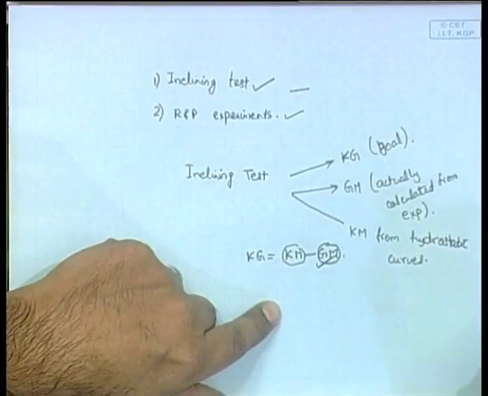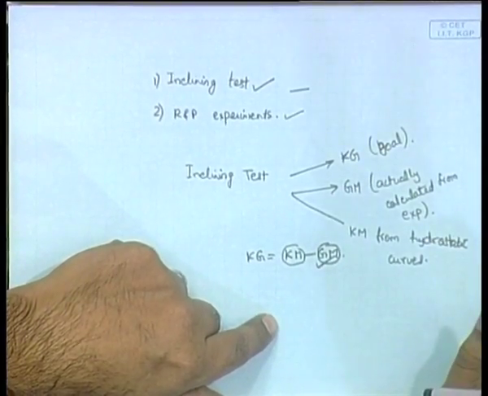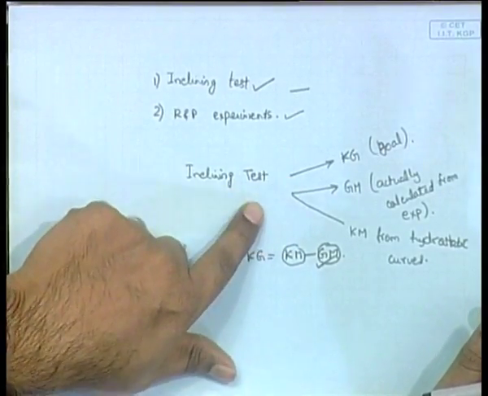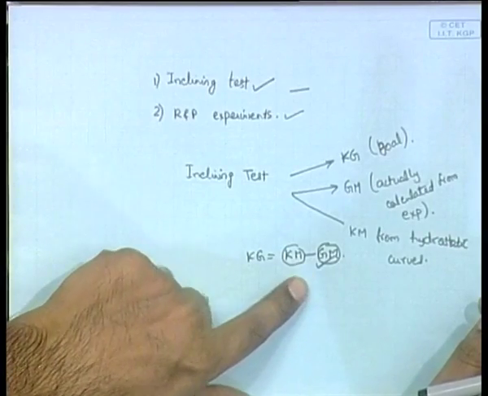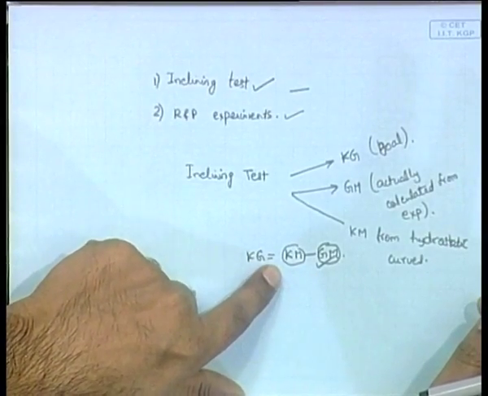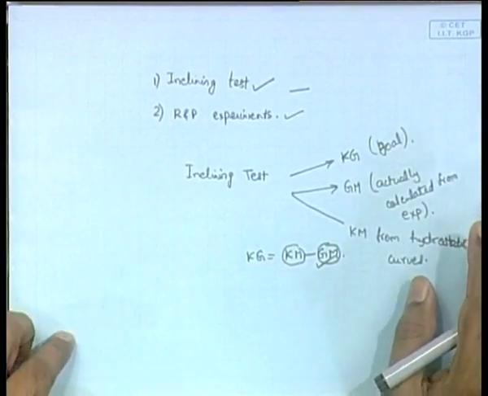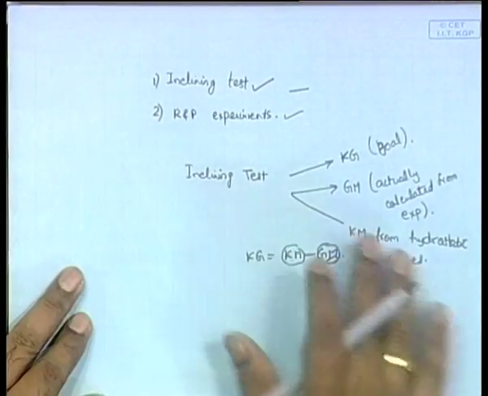Okay. Therefore, when writing about the inclining experiment you need to write two things. The main goal of the test, the test is really done to calculate KG, but what we really calculate using the experiment is GM, and from it, with the use of KM, we derive KG. So this is the inclining test. Now let us explain what the test is.